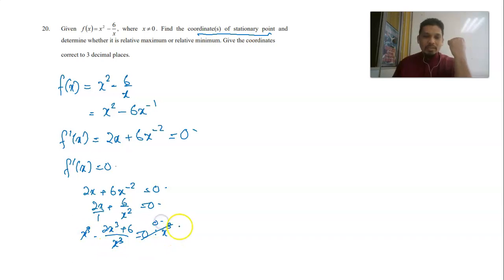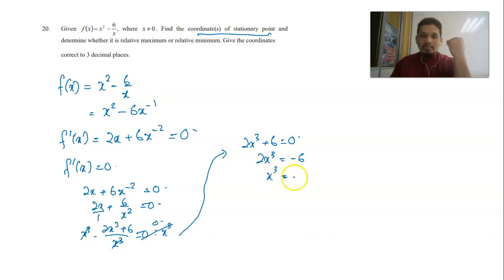Yet this one is still 0. Okay, so 2x cubed plus 6 equal to 0. Then 2x cubed equal to negative 6. X cubed equal to negative 6 divided by 2 is negative 3. Okay, use the calculator, so then x equal to negative cube root of what we call 3 here.